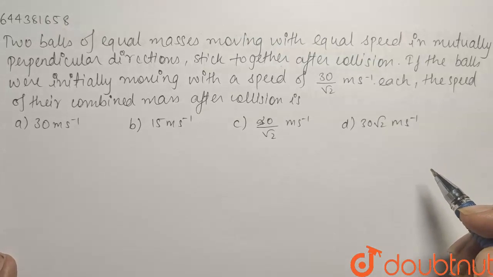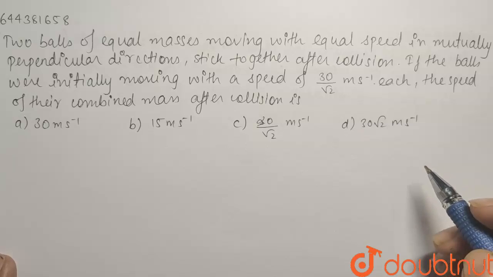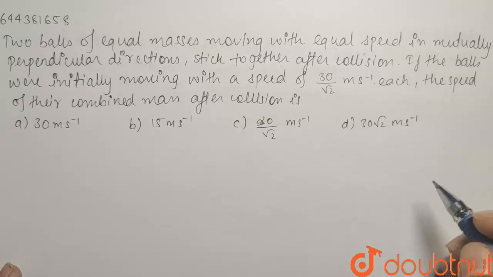Here we have a question from the topic collision. Two balls of equal masses moving with equal speed in mutually perpendicular directions stick together after collision. If the balls were initially moving with a speed of 30 by root 2 meter per second each, the speed of their combined mass after collision is.